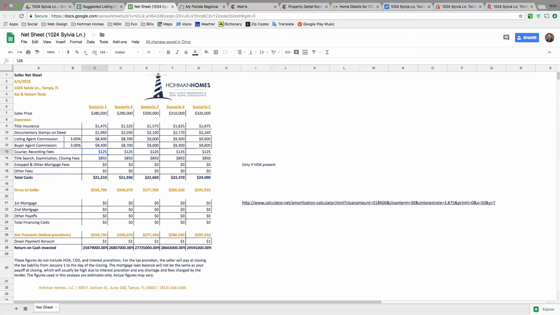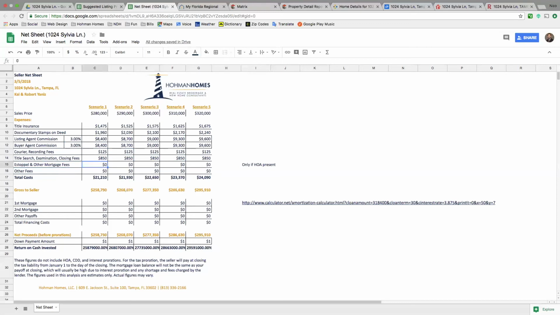Courier and recording fees, these are pretty average. Same thing with title search, examination, closing fees. These are averages. Obviously, I would recommend talking with a title company first to see if you get specific costs associated with that. And then these other two lines here, estoppel and other mortgage fees and other fees.